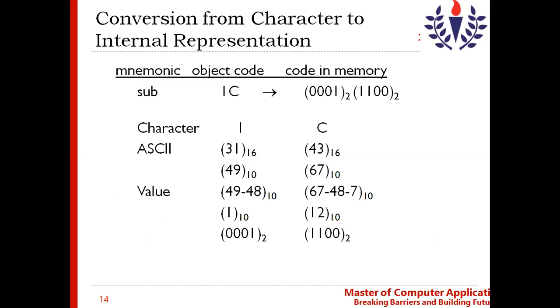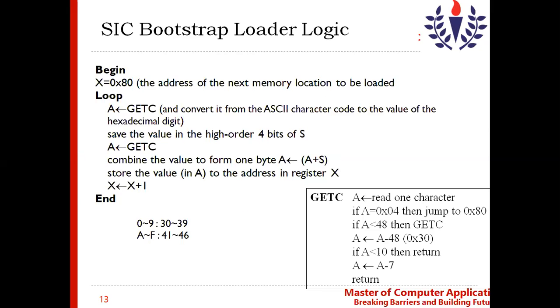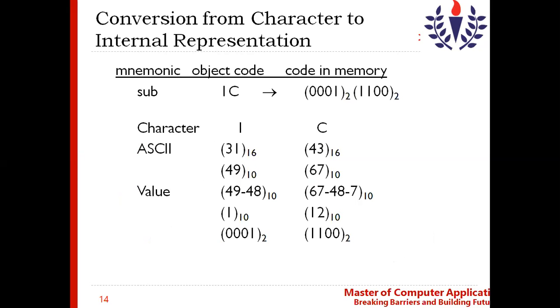Again the 19 is compared with 10, it is not less than 10. So it has to be subtracted by 7. So 19 is subtracted by 7, so that you get the value 12. And 12 we convert into the binary format as 1100. So this is the way the procedure actually works.